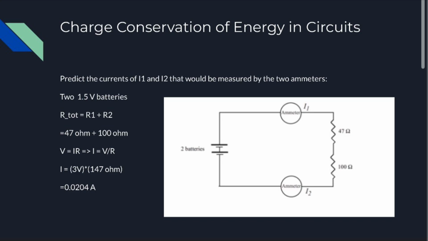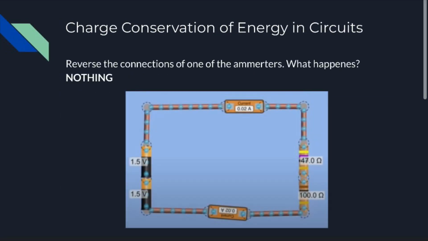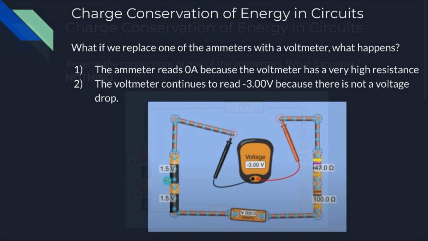Computationally, V equals IR, which means I equals V over R, which means 3 volts divided by 147 ohms gives us 0.02 amps. Now, due to node rule and conservation of charge, reversing the connections of 1 ammeter changes nothing in this experiment. What if we replace 1 ammeter with a voltmeter? What happens? 1, the ammeter reads 0 amps because the voltmeter has very high resistance, and 2, the voltmeter continues to read 3 volts because there's no voltage drop.